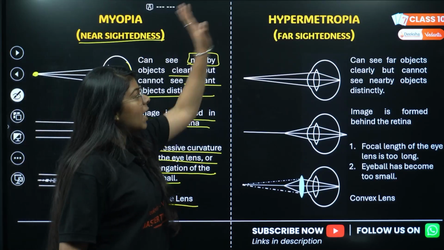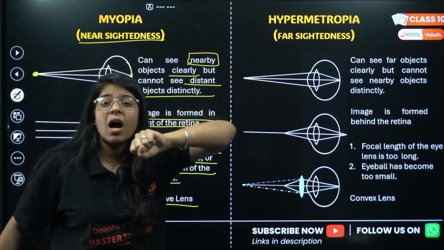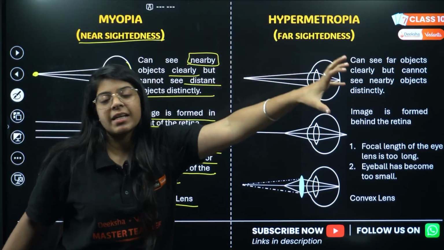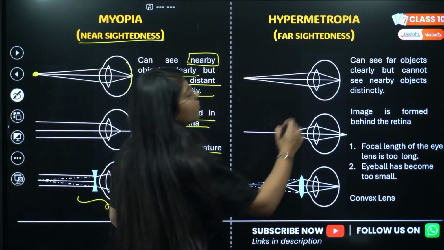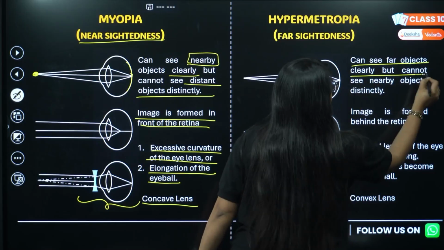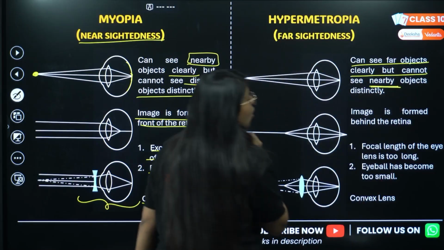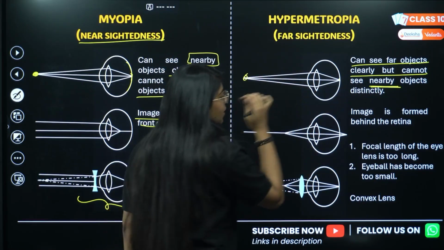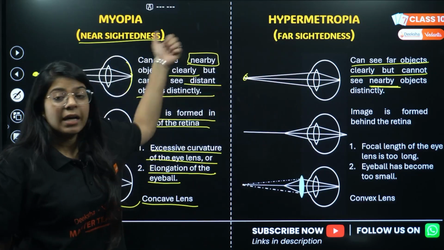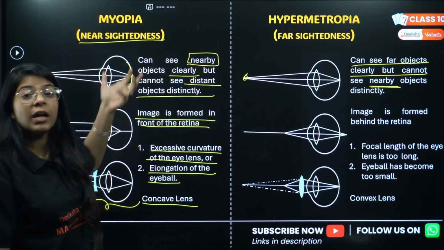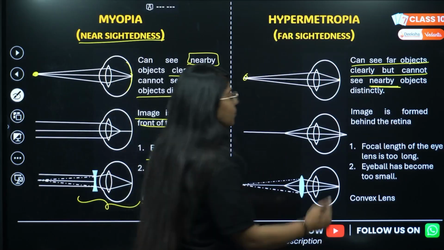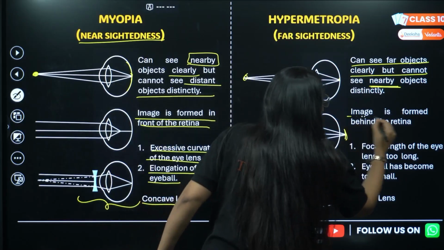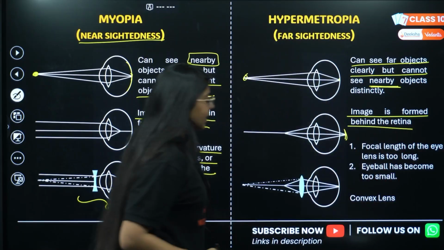Understood? Then hypermetropia is far-sightedness. That means you can see far objects clearly but not the near ones. So this is the ideal case, right? In myopia, the image forms in front of the retina. Here, the image forms behind the retina. Clearly see, it is forming behind the retina.